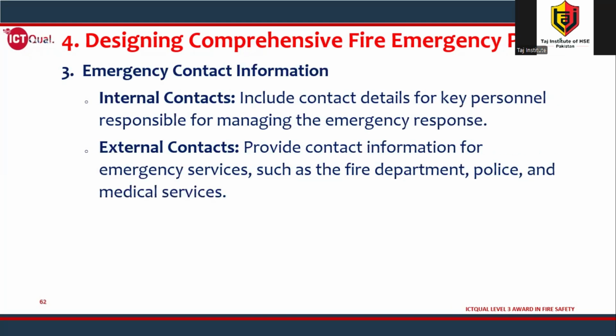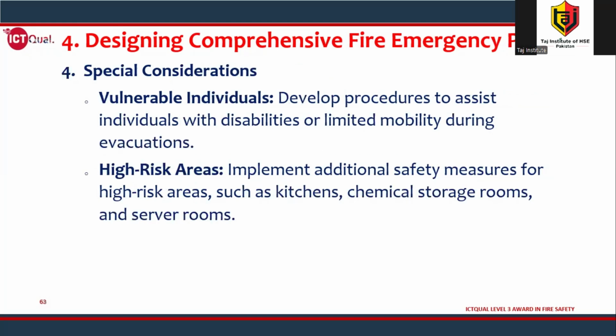Designing a comprehensive fire emergency plan. Emergency contact information: internal contacts and external contacts. Internal contacts include contact details for key personnel responsible for managing the emergency responses. External contacts provide contact information for emergency services such as the fire department, police, and medical services. So these are the important things in the organization. They should keep records, and they should know about each and everything.